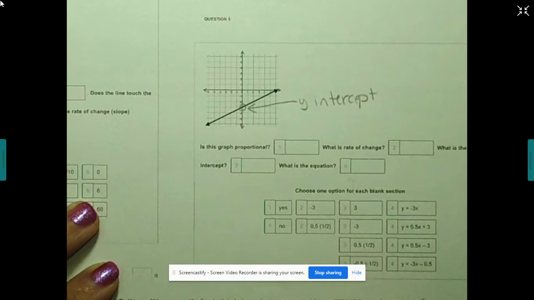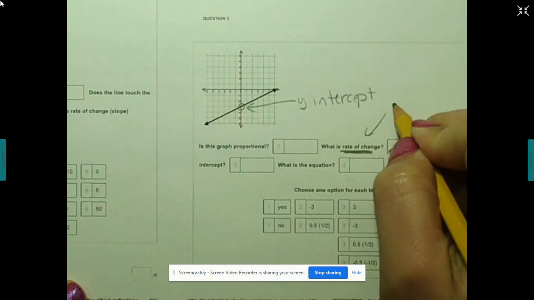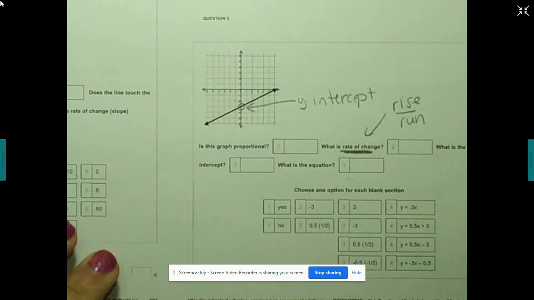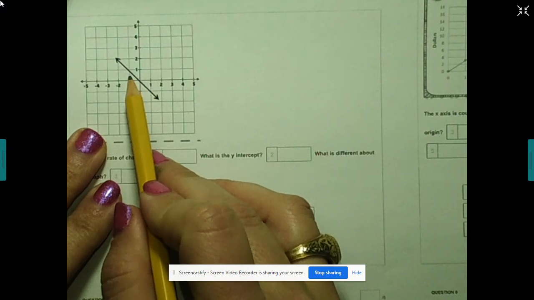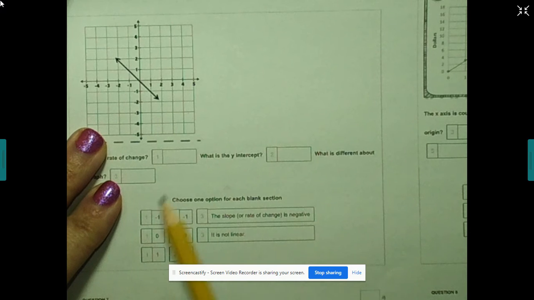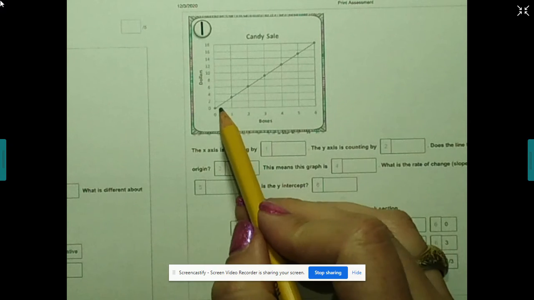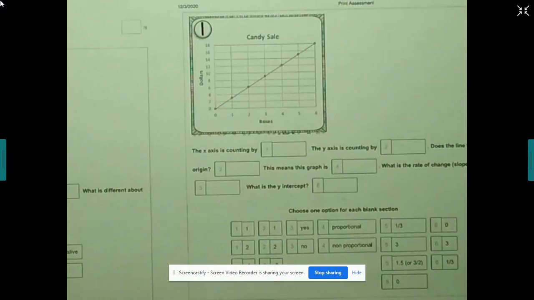Okay, again, to find the rate of change, you have to do rise over run. Okay, so do your triangle, count up, count over. Okay. On the next one, it's the same thing. Remember where your y-intercept is. Now on this one, it is going down, so your slope, your rate of change is going to be negative. Okay. On the next question, it's pretty easy, straightforward. Count up over for your rise over your run. Remember your y-intercept is where it touches the y-axis.